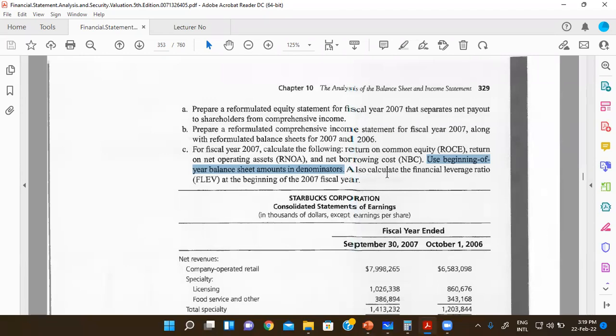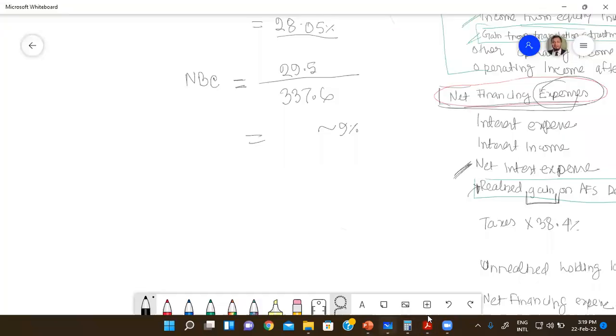So next thing we would like to calculate is the financial leverage ratio at the beginning of the 2007 fiscal year. Okay. We just have talked about it. We have been asked to measure the financial leverage. So what have we learned about this? We have learned that it is to be calculated by looking at the ratio of my net financial obligations and the common shareholders' equity. So we have already measured the net financial obligations, that is 337.6.